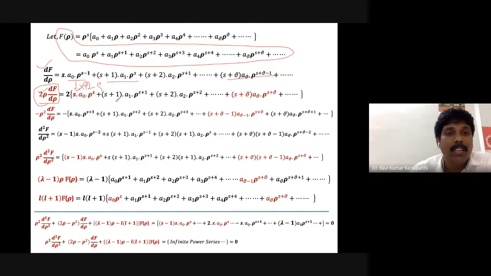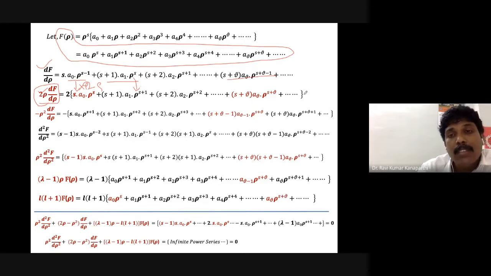Okay, that is done here. So here you see the first term, for example, rho to the power s minus 1 is there. When you multiply with a rho, this becomes rho to the power s. Similarly here it is already rho to the power s, so you are multiplying with another rho. That means rho to the power s plus 1.